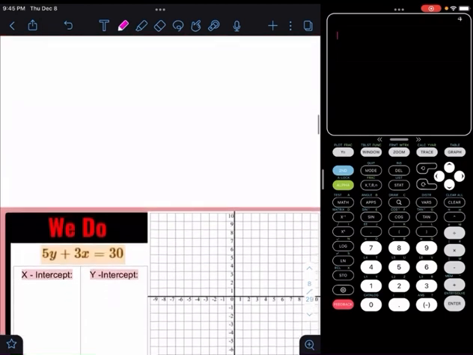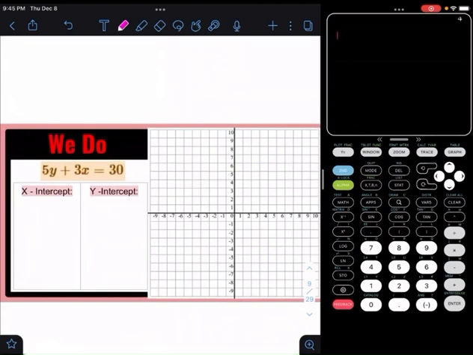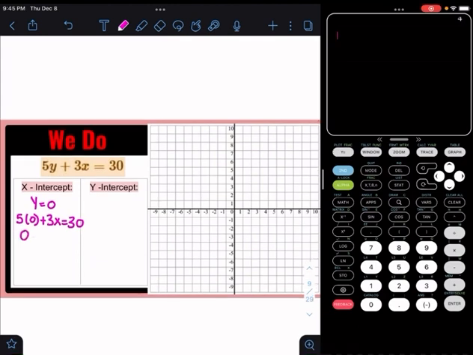So let's practice this real quick. X-intercept means that y equals 0. So if I have 5, y, instead of y, I'm going to put 0, plus, I'm just rewriting the equation that was given to me in the beginning, 3x equals 30. Because I'm trying to find an x-intercept, I need to solve for x. 5 times 0 is 0, plus 3x equals 30. If you add or subtract 0, it's just going to stay the same, so we could just get rid of that. So it's going to be 3x equals 30.